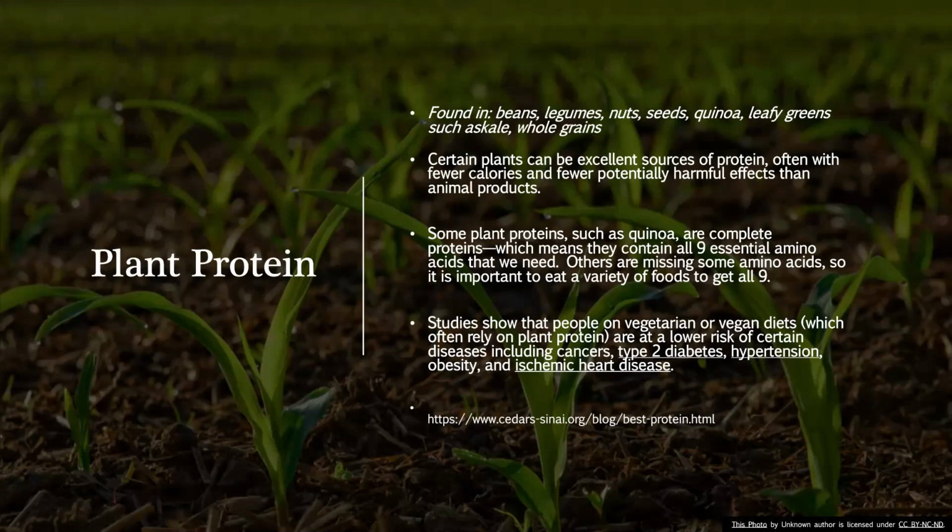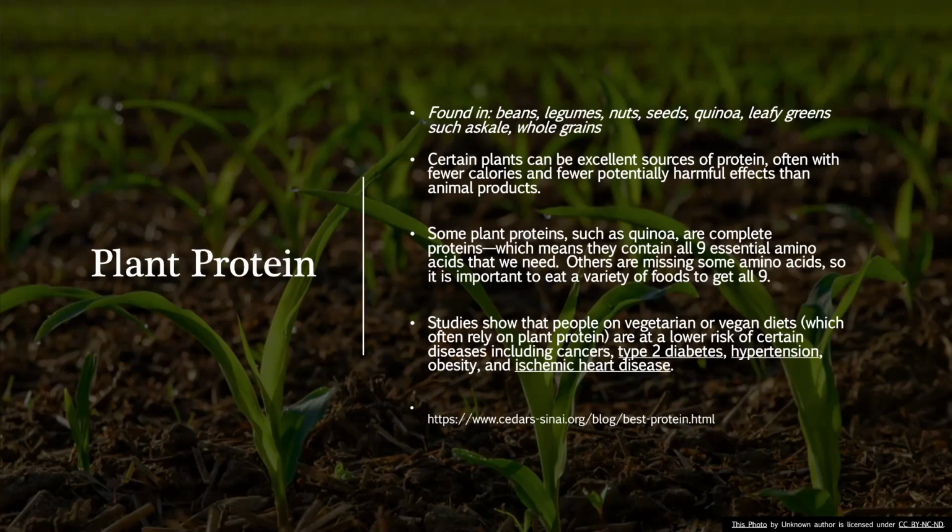Some plant proteins, such as quinoa, are complete proteins, which means they contain all 9 essential amino acids that we need. Now, there are some plant proteins that are missing some of the amino acids, so it's important to eat a variety of food just to ensure that you get all 9, but you can definitely get all 9 on a plant-based diet.